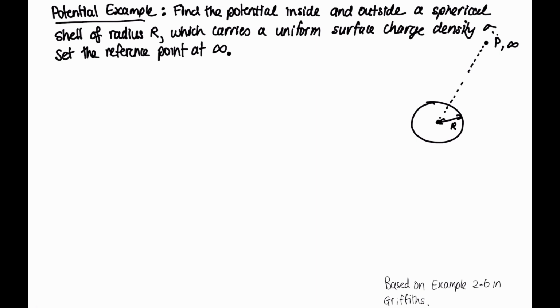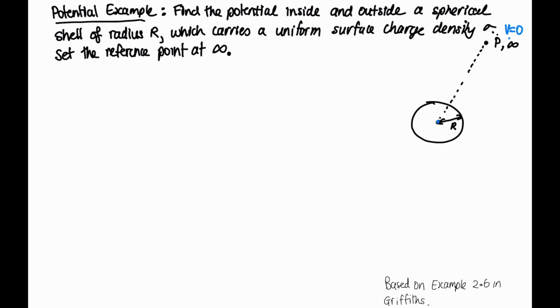Okay, so let's do an example problem now. We're asked to find the potential inside and outside a spherical shell of radius capital R, which carries a uniform surface charge density sigma, and we're told to set the reference point at infinity. Okay, so that means that the voltage is equal to 0 at this point, which is an infinite distance away from the center of this sphere here.